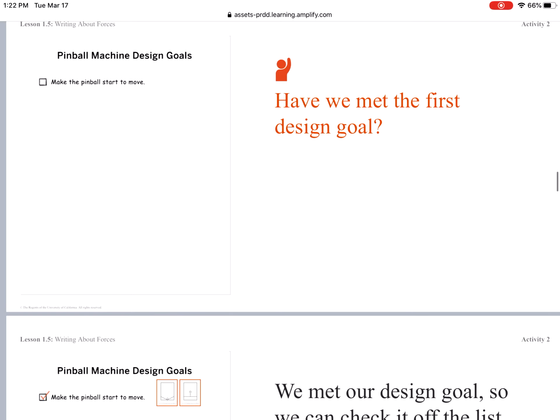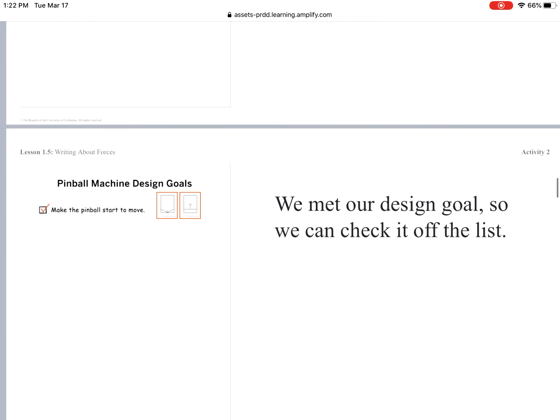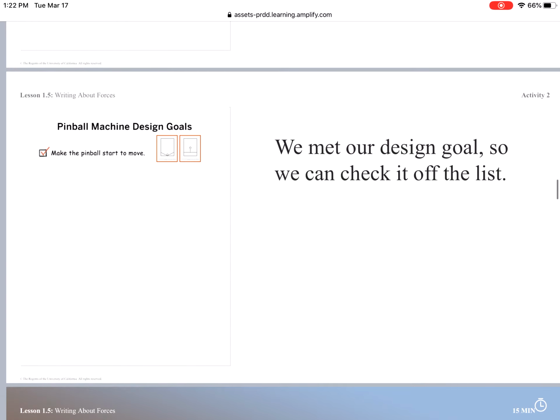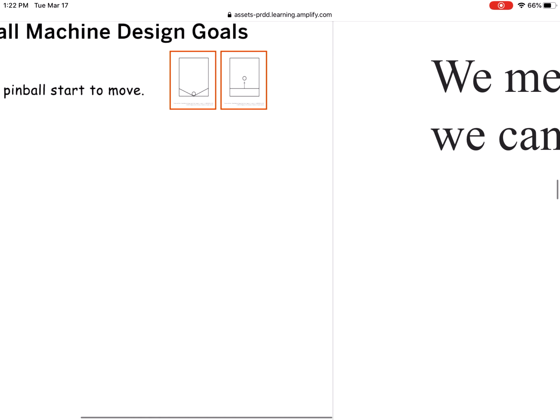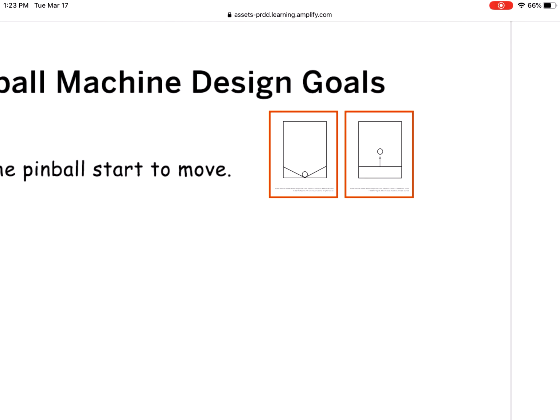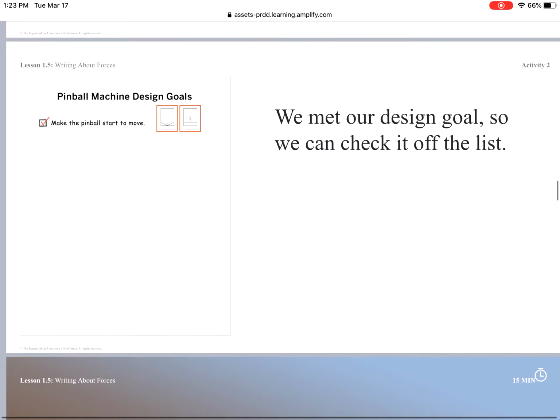I will show you. How have we met the first design goal? So did we make the ball move already? That's the question that we're asking ourselves now. And it says yes, because we put the rubber band and it shows you how they did it. So the rubber band right here, let's see if I can make it bigger for you. See, they put a check and they said yes, we made the pinball start to move, and they put the rubber band is moving the ball upward, and the arrow is showing in what direction the ball went, okay? So that's your goal. And it says we have met our design goal, so we can check it off on the list.